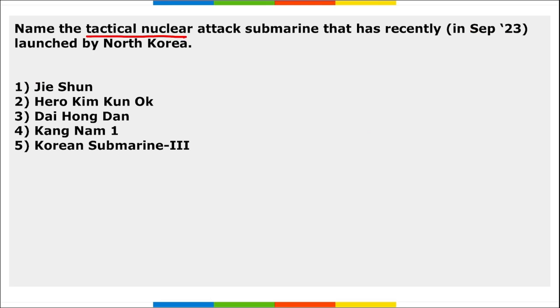Next, name the tactical nuclear attack submarine that has recently been launched by North Korea. What is the name of it? It is Hero Kim Kun Ok. This is the name of the tactical nuclear attack submarine that was recently launched by North Korea. It was named Hero Kim Kun Ok, and this was submarine number 841.